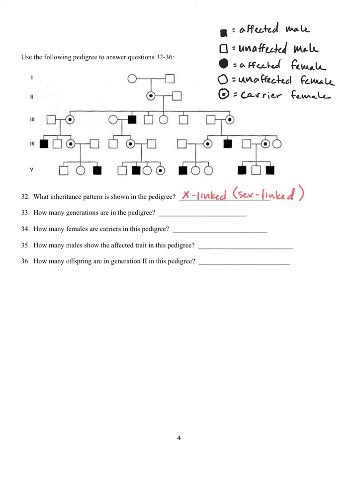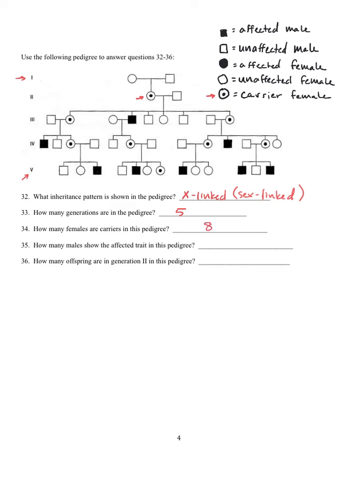Number 33 says how many generations are in the pedigree. If you remember, the generations are indicated by the Roman numerals on the side of the pedigree, and this pedigree goes all the way to the symbol V, which means 5. So there are 5 generations in this pedigree. The next question, number 34, says how many females are carriers in this pedigree? Remember, carriers are circles with a dot in the middle. So you're looking for symbols that look like that, and you should count 8 carriers.